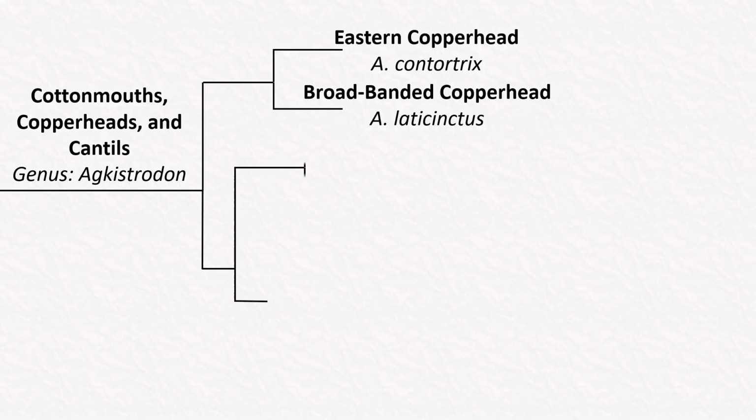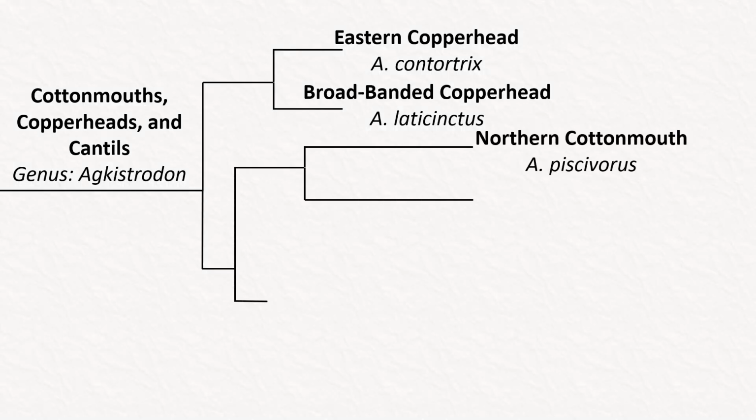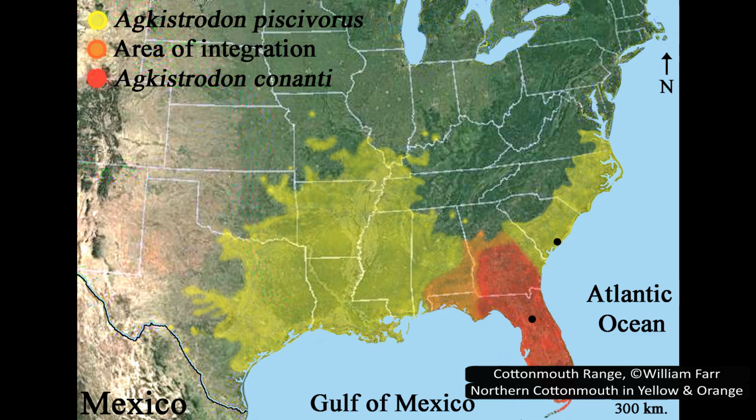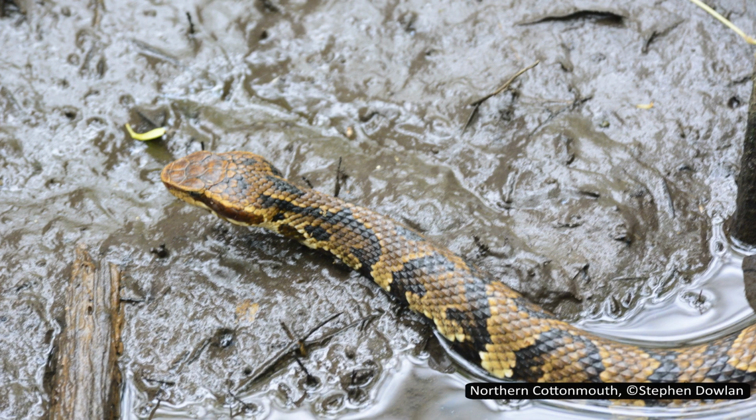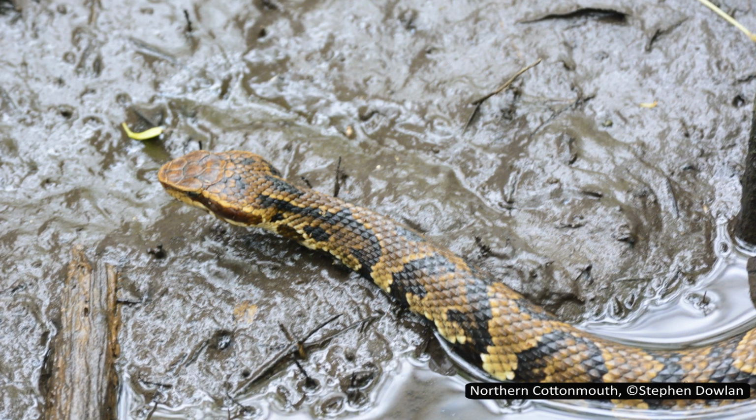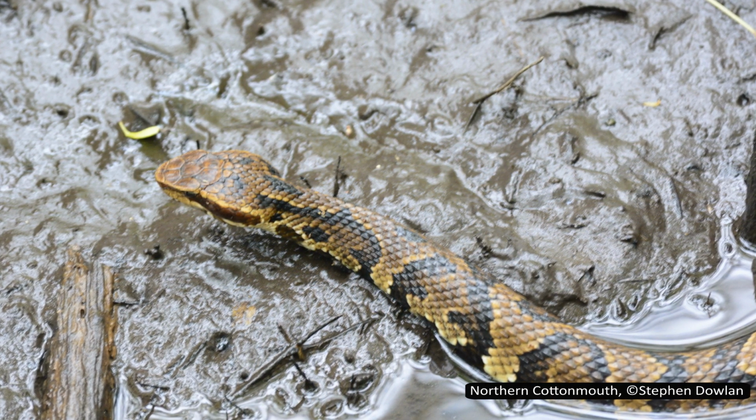Next in the phylogeny are the two species of cottonmouth. Starting with the northern cottonmouth, Agkistrodon piscivorus, this is the more widespread of the two. It is found in the southern and southeastern United States. The northern cottonmouth, along with its close relative, the Florida cottonmouth, are some of the only semi-aquatic vipers in the world.